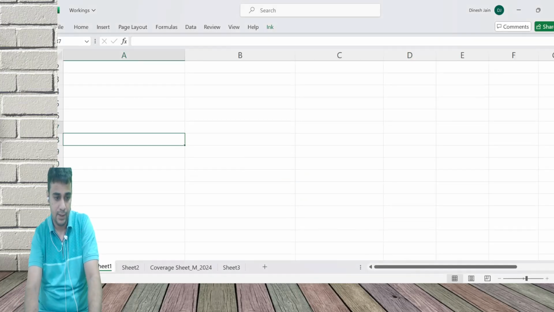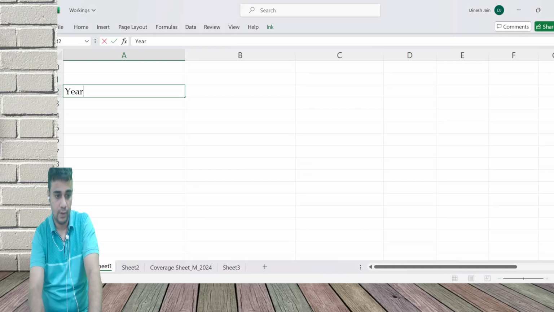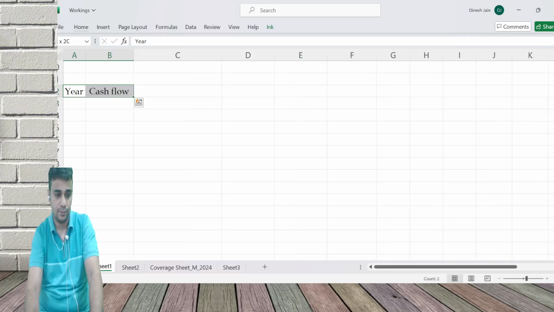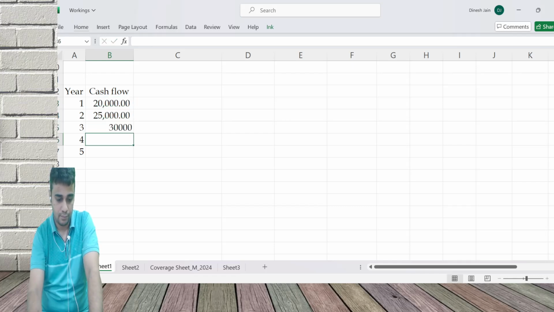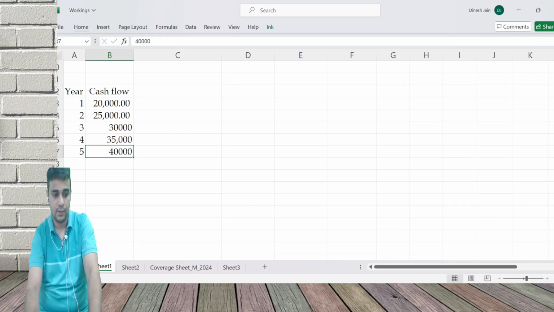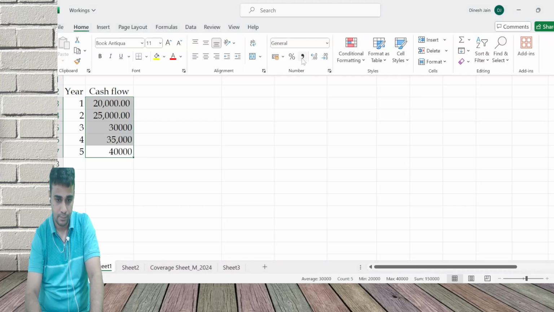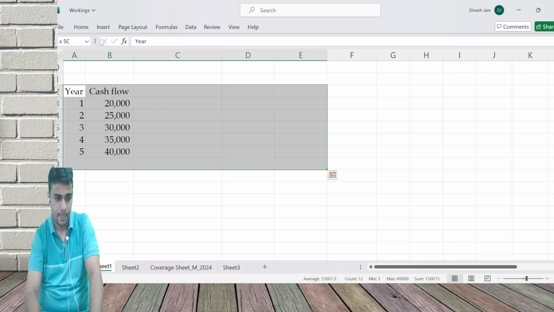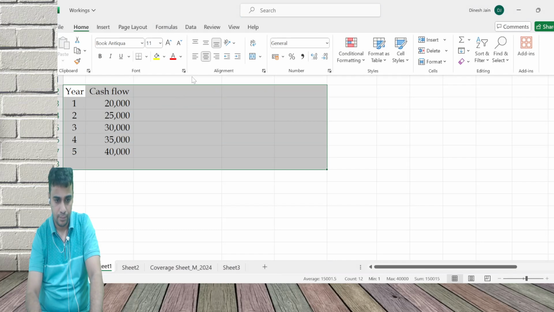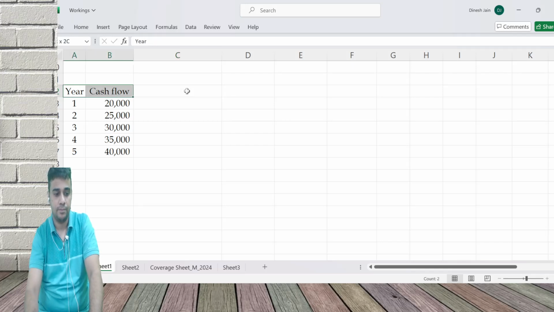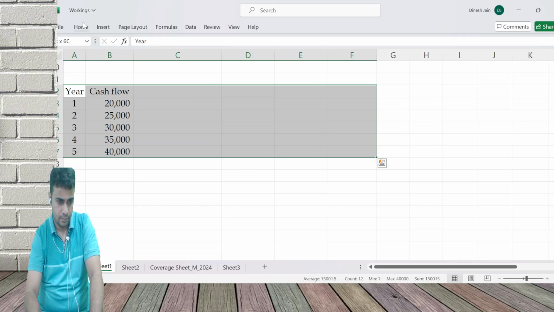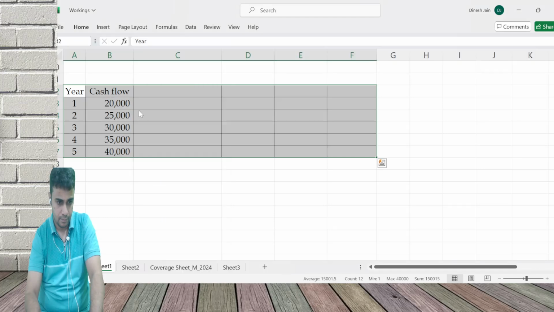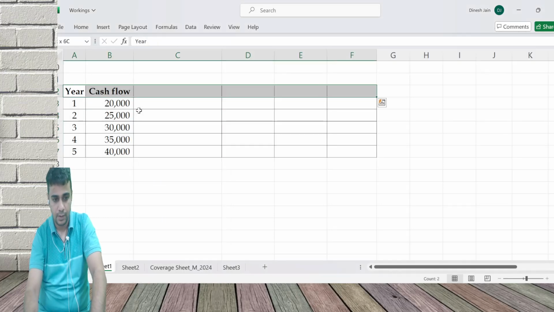Now write this example. Year, cash flow. Year and cash flow. You may need extra columns, totally 6-7 columns you will need. 1, 2, 3, 4 and 5. Year, cash flow.